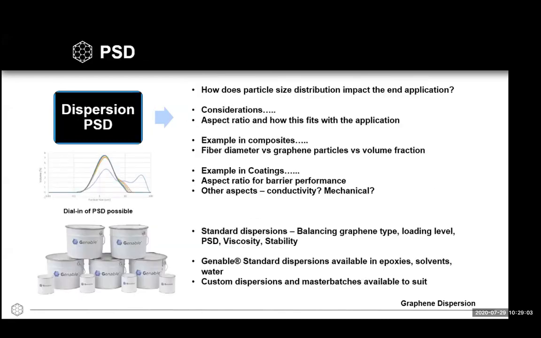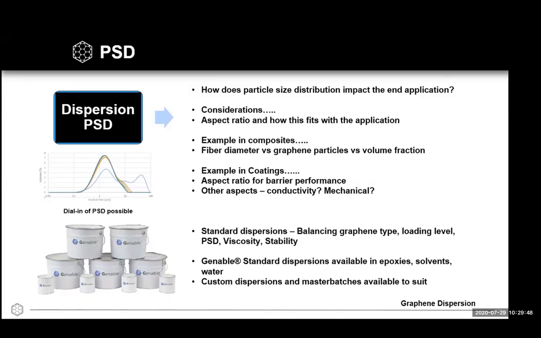So how does particle size distribution, looking at particle size for a moment, impact the end-use applications? What are the considerations in terms of aspect ratio and actual physical particle size, and how this fits with the end-use application? So to pick the example of composite materials, when we look at things like fiber diameter, for example, versus the size of graphene particles versus the volume fraction that we are going to be applying, both of the carbon fiber in the case of a carbon fiber composite and the volume fraction of graphene that we're going to be adding, and how all that interacts together in terms of what we are looking to achieve.